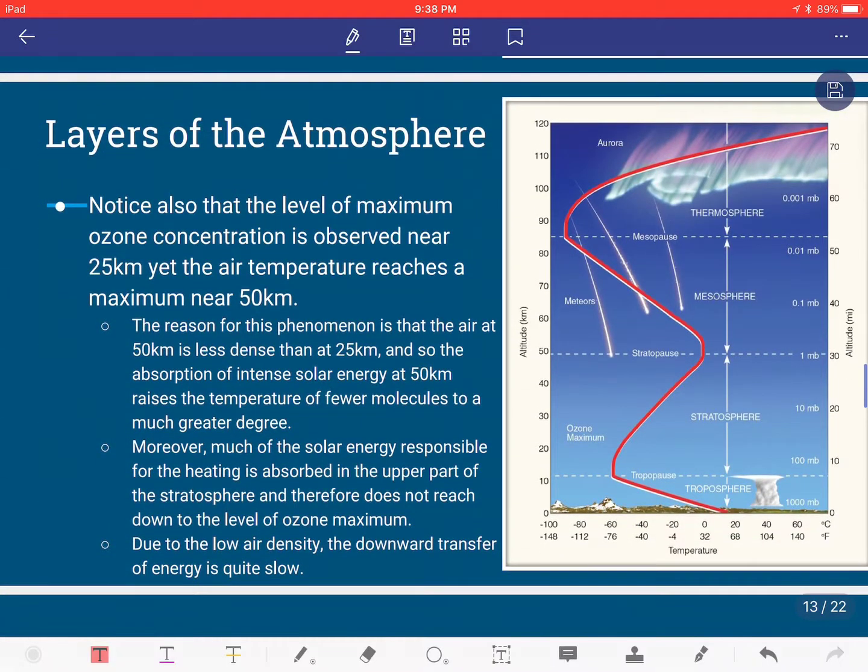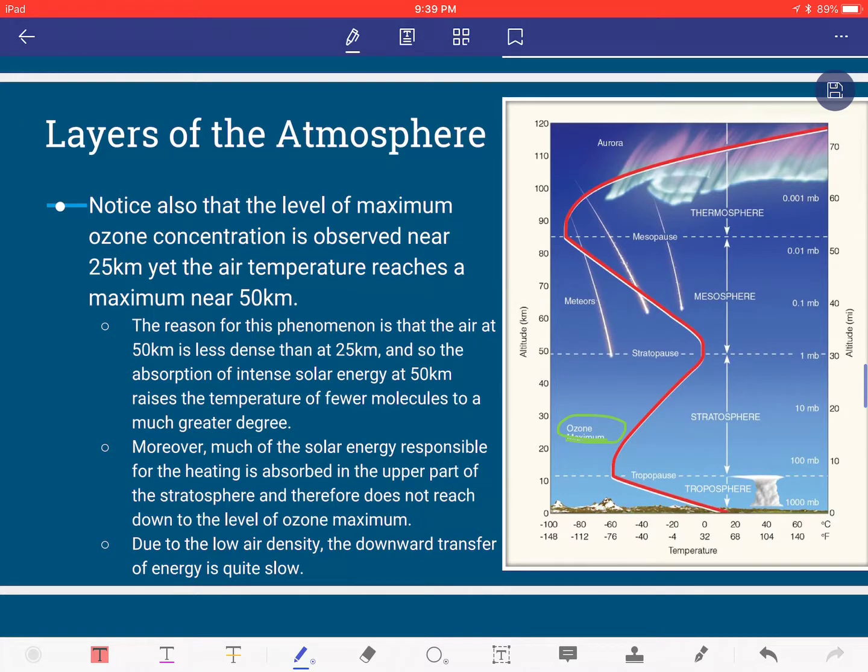Also notice that the level of maximum ozone concentration is pretty far down in the stratosphere. A lot of people think about it being up in the stratosphere toward the top, but it's not. It's down in the bottom third. That's observed near 25 kilometers, but the air temperature reaches a maximum near 50 kilometers.